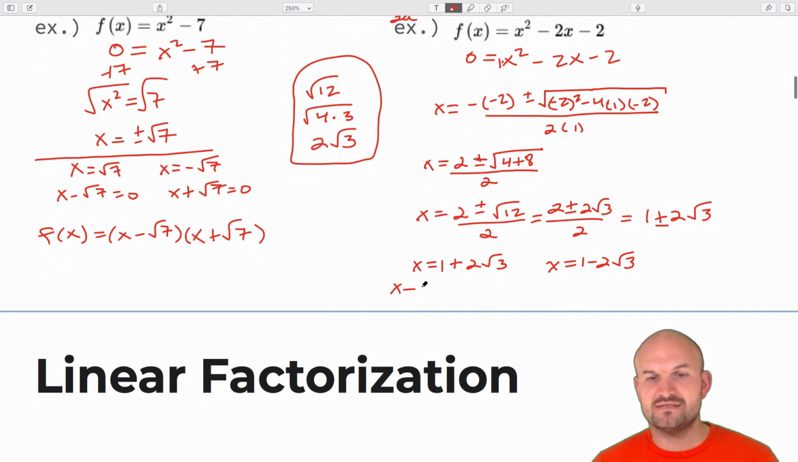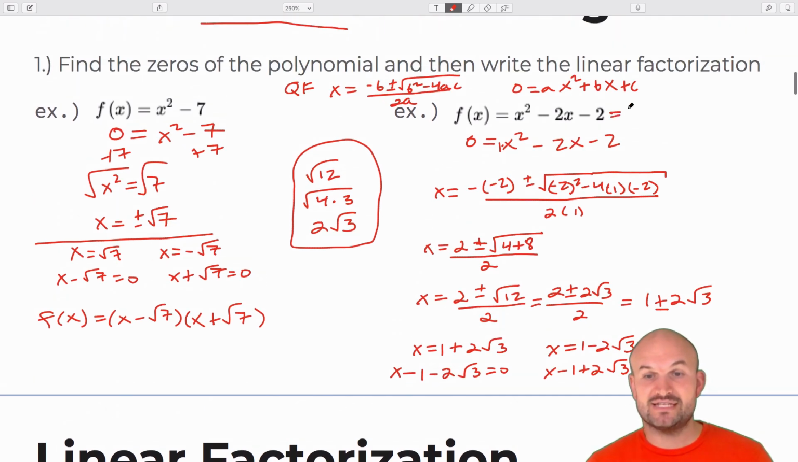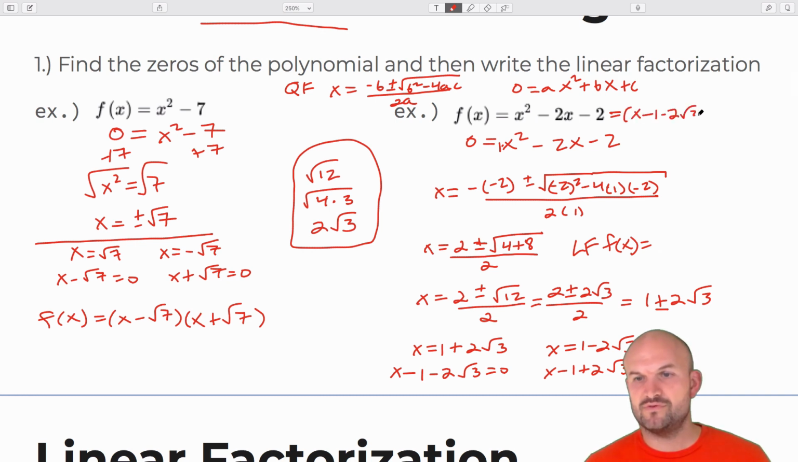So therefore it would be x minus 1 minus 2 square root of 3 equals 0. And here I'd have to subtract a 1 and add that. So it'd be x minus 1 plus 2 square root of 3 equals 0. So now you can see my linear factorization, which I'm running out of room here. Let's just do the linear factorization, f of x equals, let's just put it up here, why not? It's going to be x minus 1 minus 2 square root of 3 times x minus 1 plus 2 square root of 3.